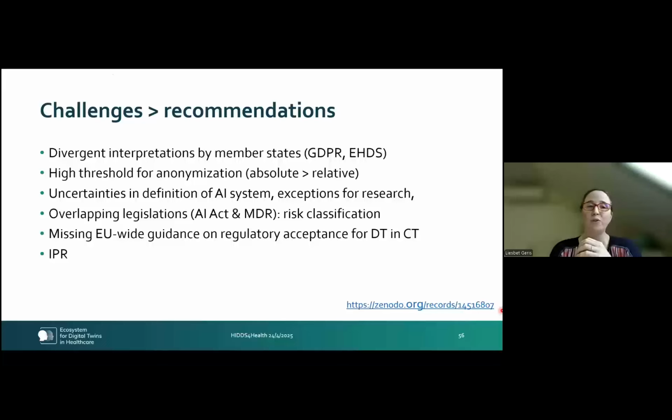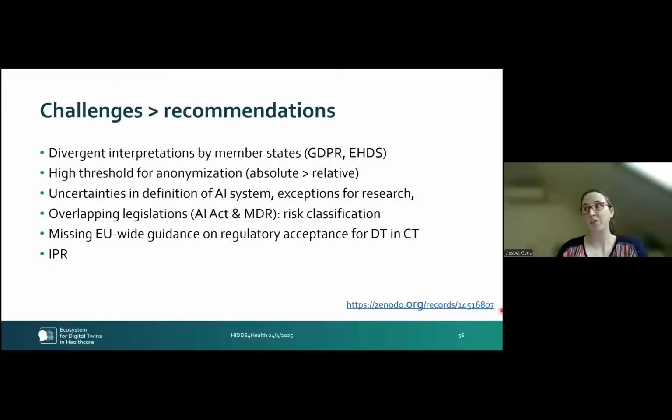So there are, for instance, the divergent interpretations by member states, because some of these are given an extra layer in the individual member states. There is the high threshold for anonymization that I already mentioned. There are uncertainties in the definition of AI system and the exceptions for research. There was an exception for research in GDPR, but it hasn't really facilitated things in many cases. There are overlapping legislations, especially regarding risk classification, that is not the same. And there are missing EU-wide guidances on the regulatory acceptance for digital twins in clinical trials, for instance.